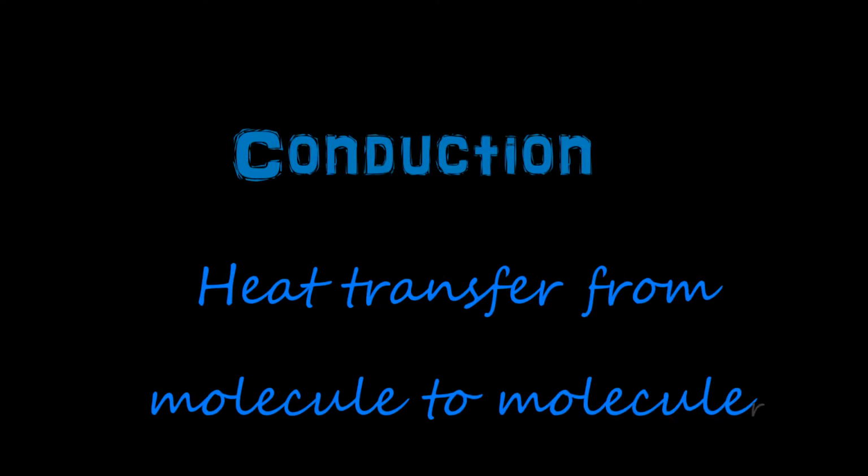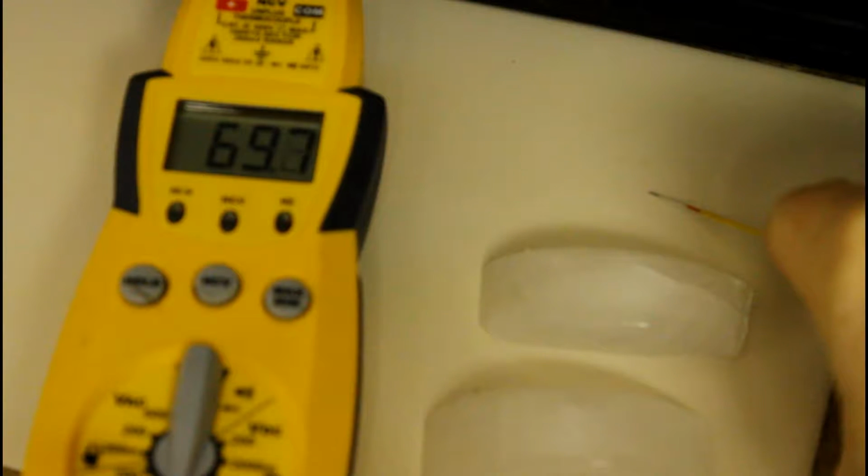Heat transfers in 3 basic ways. Conduction. Heat transfer from molecule to molecule. Here you can see we're touching a piece of ice. It's going to be 32 degrees. Here we're touching a hot pan. You can see that it's over 180 degrees.